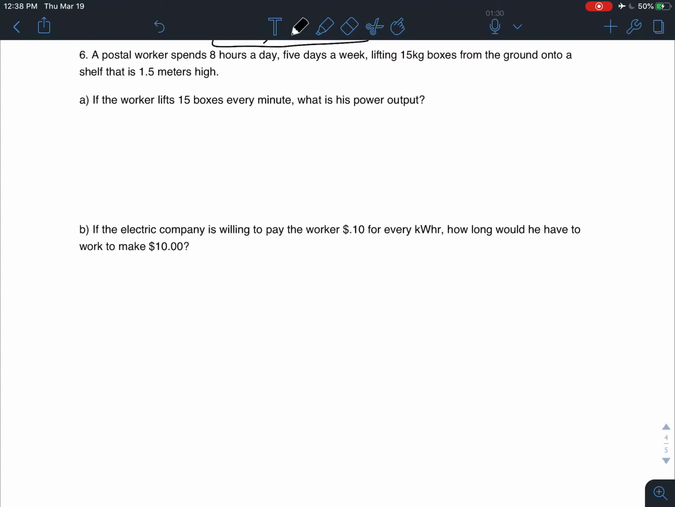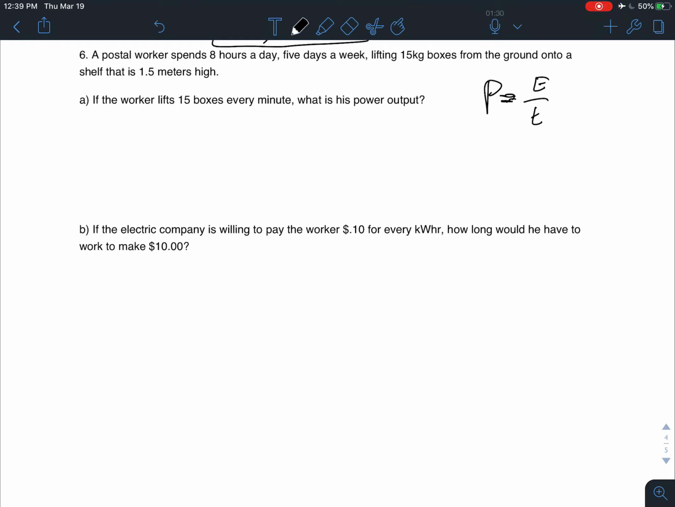A postal worker spends 8 hours a day, 5 days a week, lifting 15 kilogram boxes from the ground onto a shelf that's 1.5 meters high. So if the worker lifts 15 boxes every minute, what's that power output? Power output is energy over time. So I could just figure out what it is for one box and then divide by time, and that would be the power output. You could do it for more boxes, it doesn't matter.